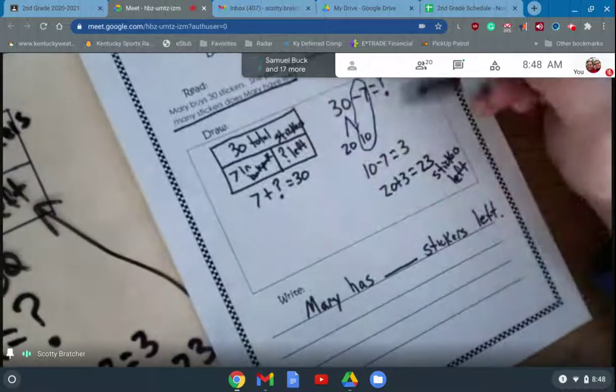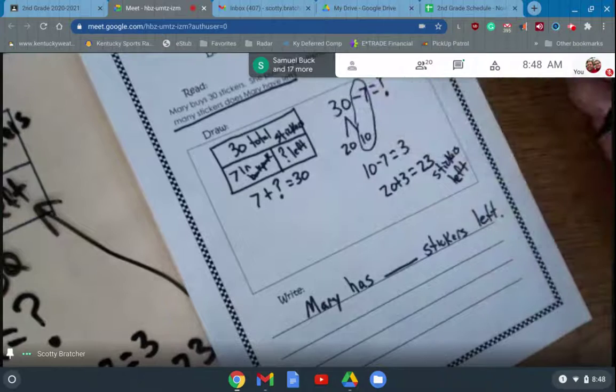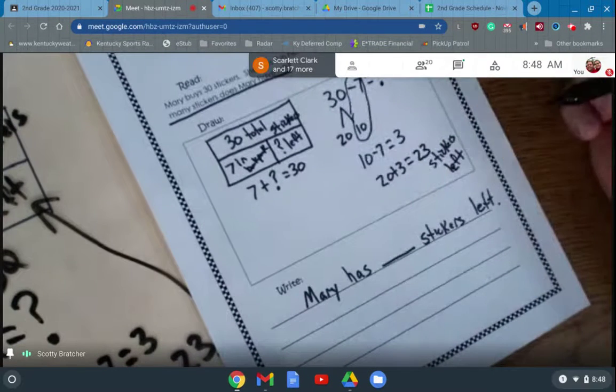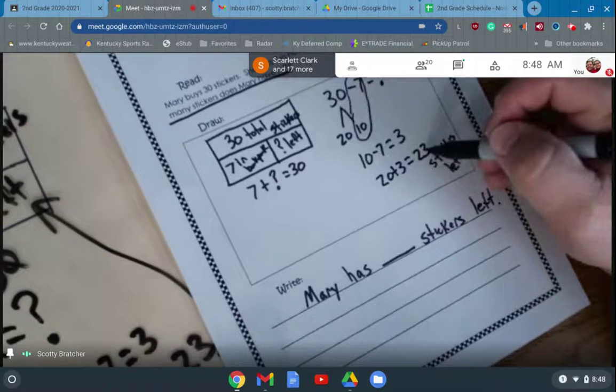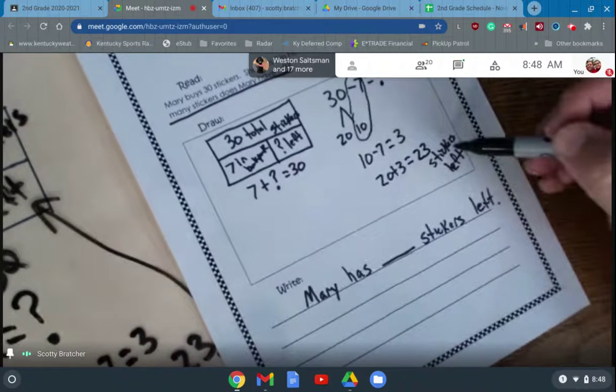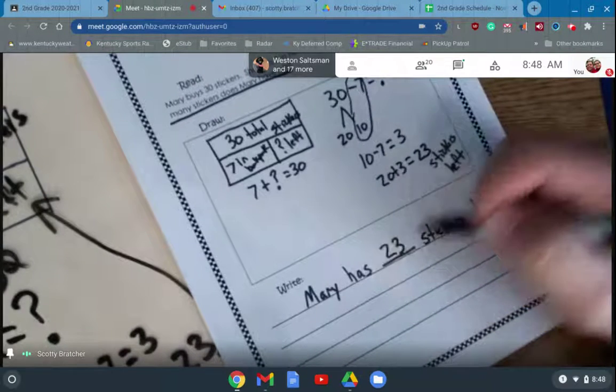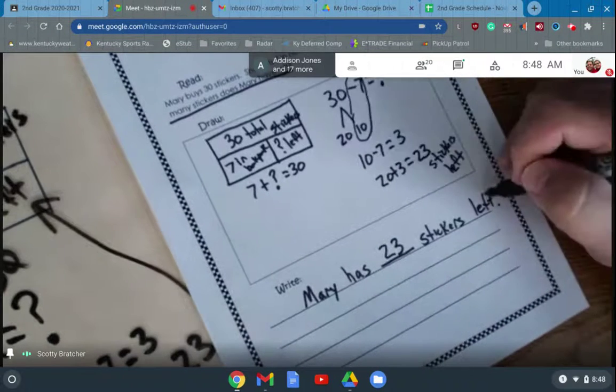So there's my drawing and my work, and all I've got to do now, because I've already restated, Callie did that for us, I just got to plug this number in, because look, it says stickers left. This is stickers left. It's 23. I put a 23, and I'm done.